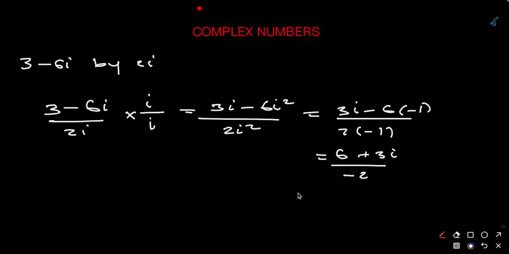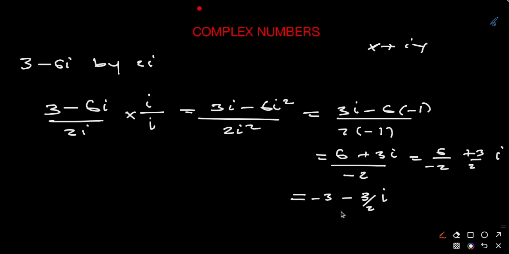So to break this one here in the form of x plus iy, I'm going to have negative 3. So this one is coming from when I expand this one in this form here. And then here we're going to have this one here. Okay, so we're having negative 3 here. Then here we're going to have negative 3 over 2i. So this is how you're supposed to express it.